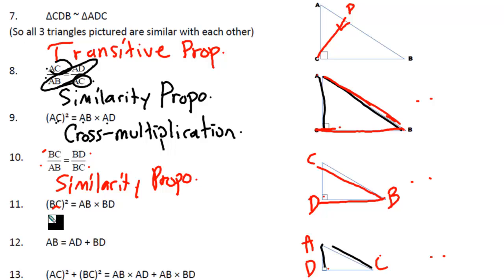And if you cross multiply, you get BC squared equals AB times BD.